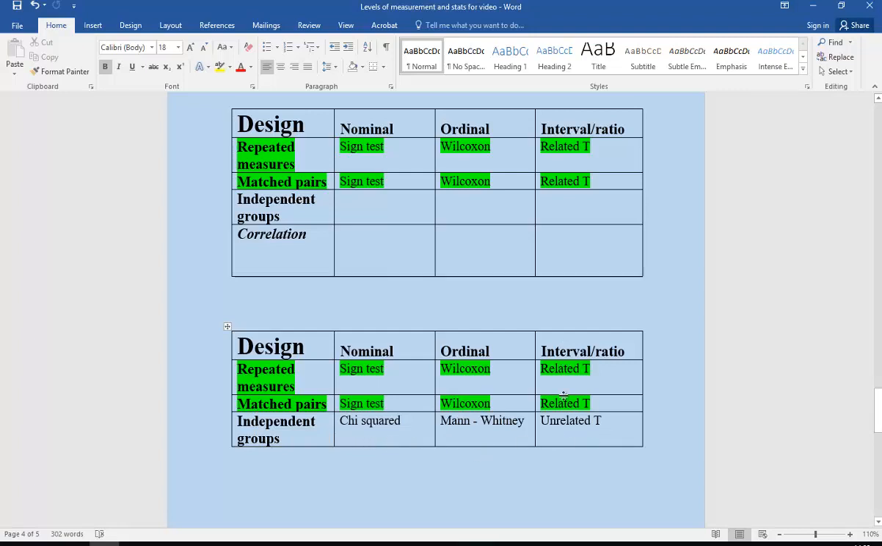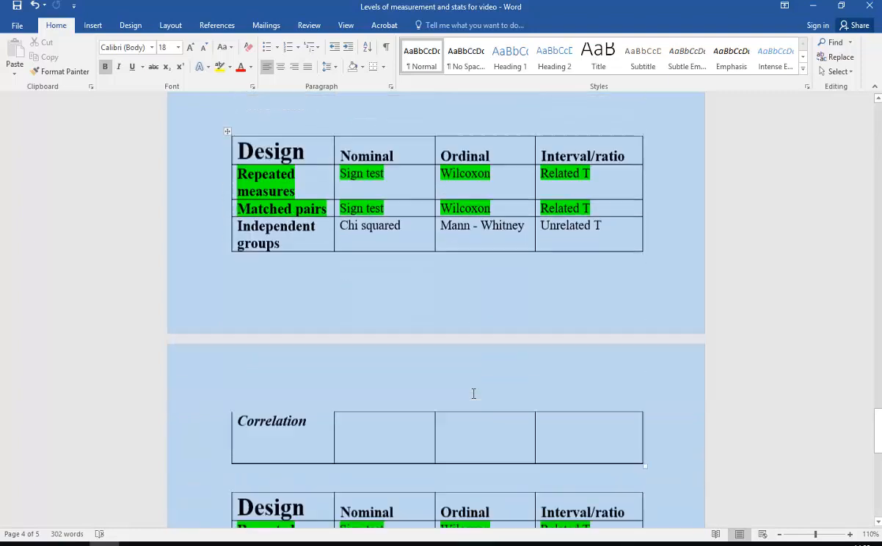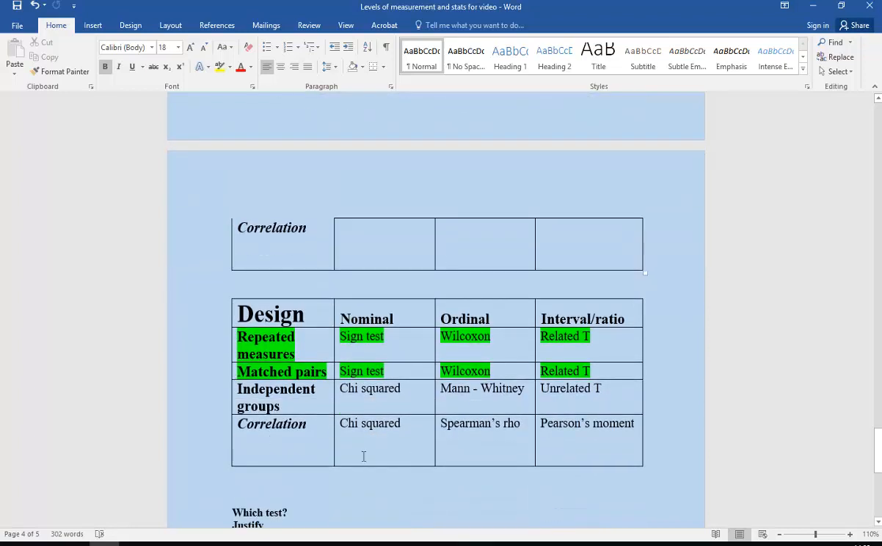Again, it's quite nice and easy. Those ones are just unrelated because we've got an independent groups design. Then once you've got that done, go on to your final line, which is the correlations. So we've got chi-squared, Spearman's and Pearson's product moment. Just keep covering and checking and having a go, and literally in about 5 minutes you'll have learned that. That's really important because it is going to come up on one of your papers for sure.